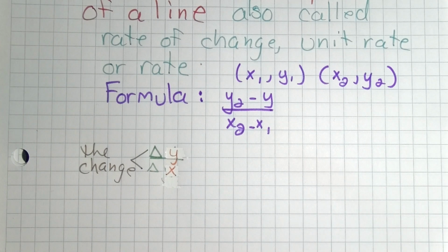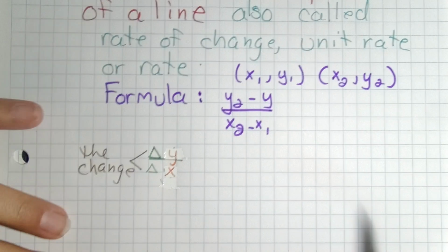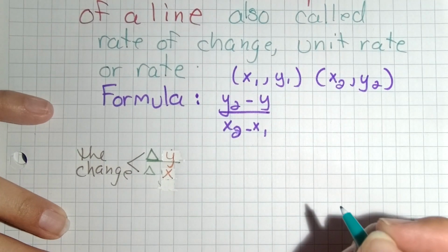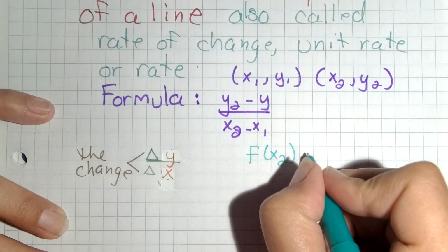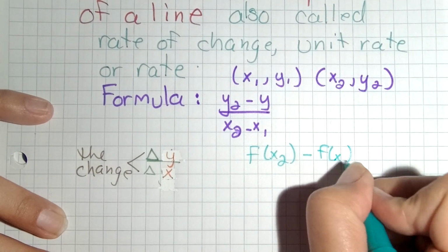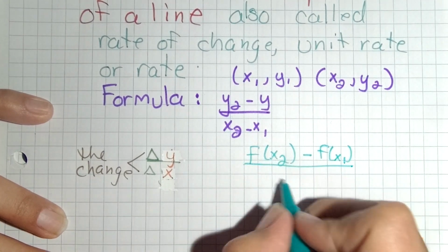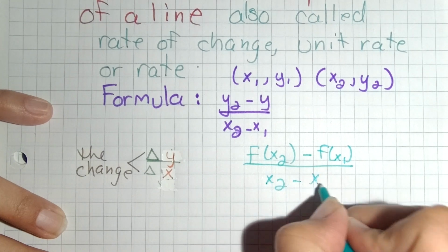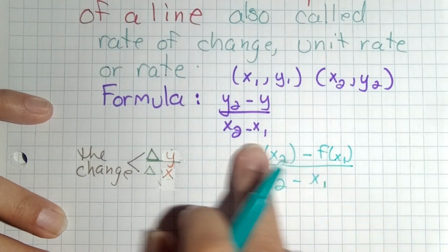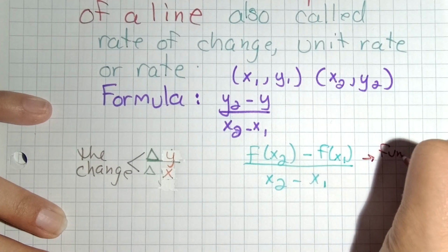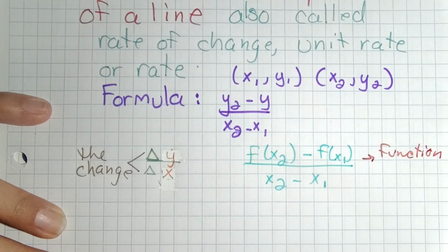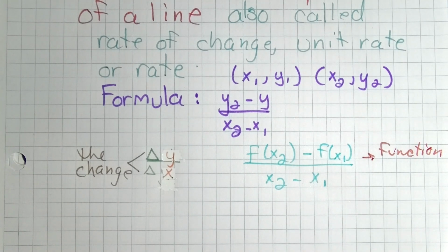Also in calculus, we're going to be using this formula f of x2 minus f of x1 over x2 minus x1. And this is if you have a function instead of coordinates or graph. And yes, we're going to need to know how to substitute in to evaluate the function.